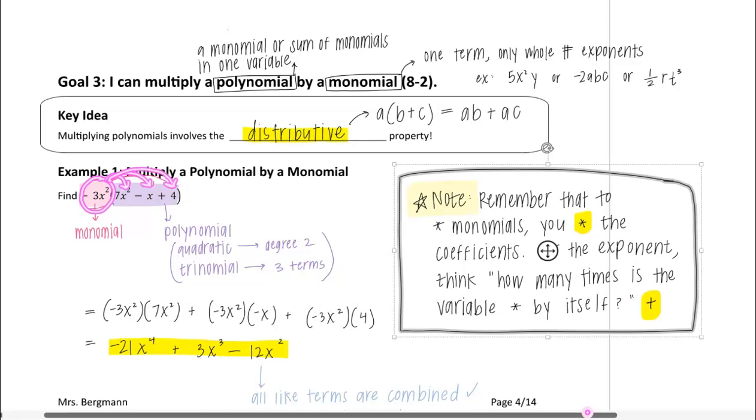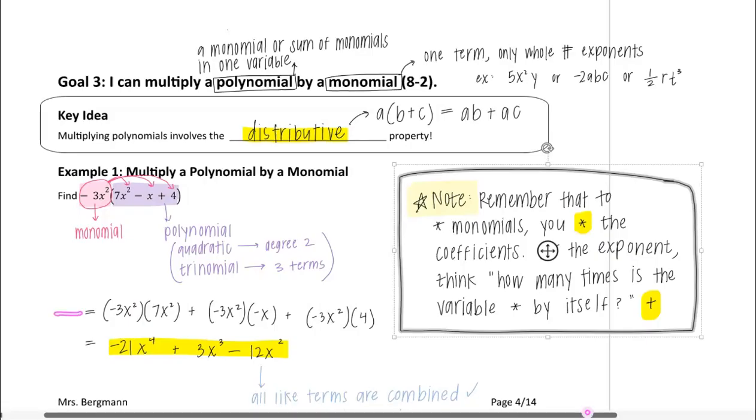It might help you to review. This polynomial has 3 terms. Remember, terms are split up by plus signs and minus signs. That's how I know that there's 3 terms here. And to review what we learned previously, I know that this polynomial is quadratic because it's degree 2, the highest power is a 2, and it's a trinomial because there's 3 terms. So what I'm going to do is first take that negative 3x squared and multiply it by my 7x squared. So that's what you'll see I write down first. Then I take my negative 3x squared and multiply it by negative x. Then I take my negative 3x squared and multiply it by 4.